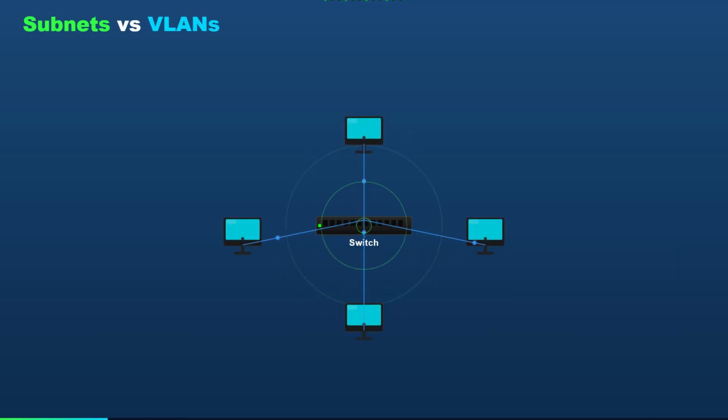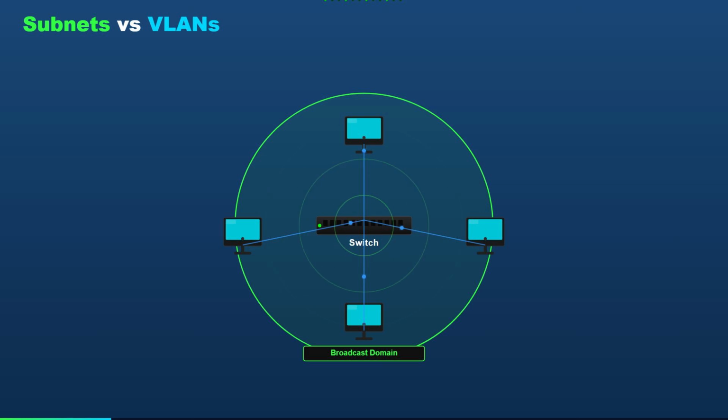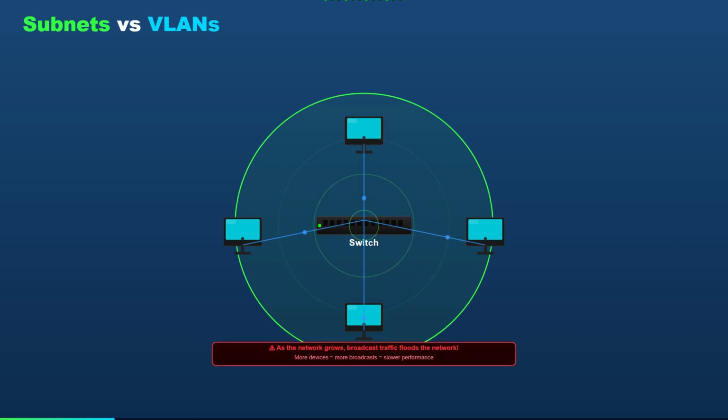Let us look at a small local area network typically used in a small business. Here we have some computers connected to a switch. When these computers want to communicate with other computers on this network, they will first send out a broadcast over the entire network. Every computer connected to the switch will receive the broadcast. This is known as a broadcast domain.